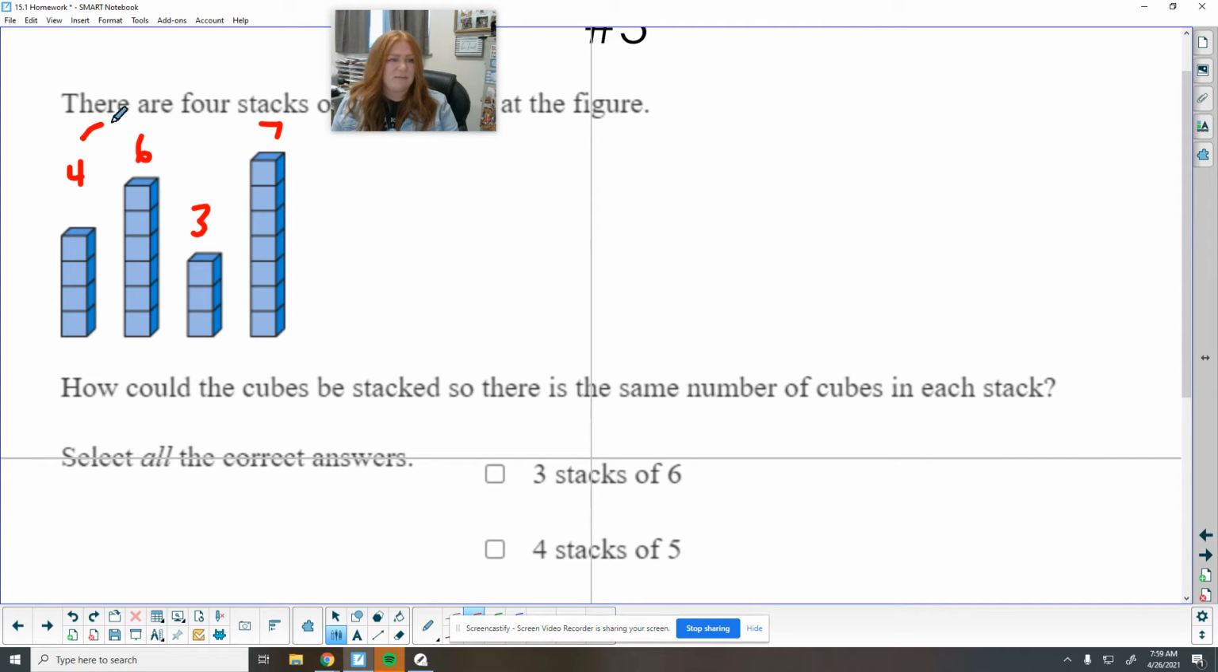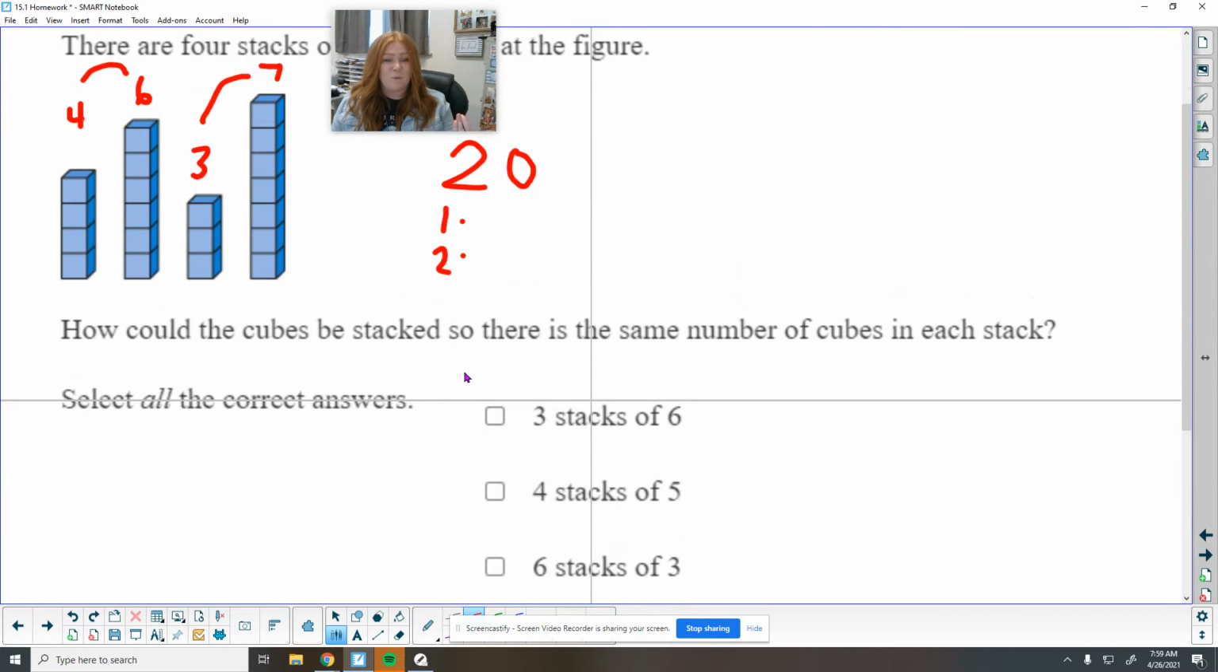Oh, these are great compatible numbers. So here's 10 and here's 10. So together we have 20 total cubes. So we just want to think of factors of 20. 1 times what is 20? 2 times what is 20? Can 3 go in there? Can 4? Can 5? Can 6? Can 7? You're just finding factors of 20.